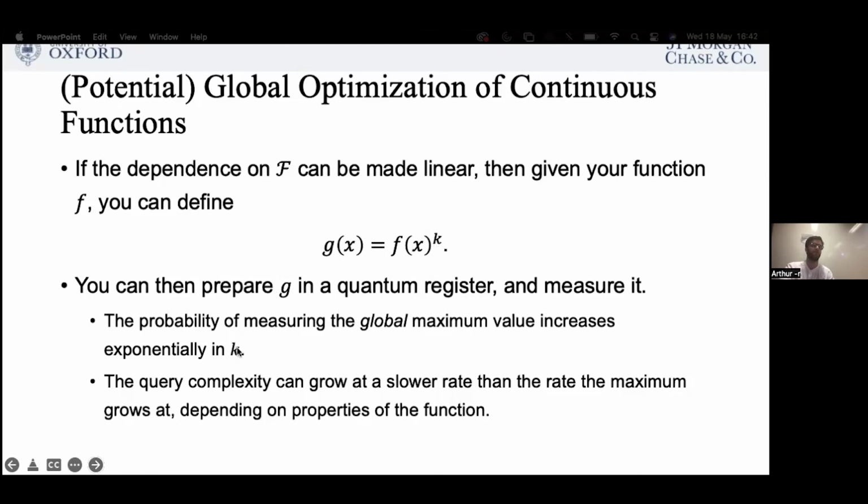Because if the maximum is greater than 1, then this will be exponentially increased faster than any other values. It's the maximum. And if it's smaller than 1, all the other values will be suppressed faster than it is. The only problem is as you increase k, you're also exponentially decreasing the filling ratio. So the oracle complexity of preparing the state increases. But for certain functions, it might actually be the case that the rate at which the query complexity increases is less than the rate at which the maximum value of the function is increased. And so it might be interesting to see for what families of functions this could actually be a potentially useful global optimization technique.